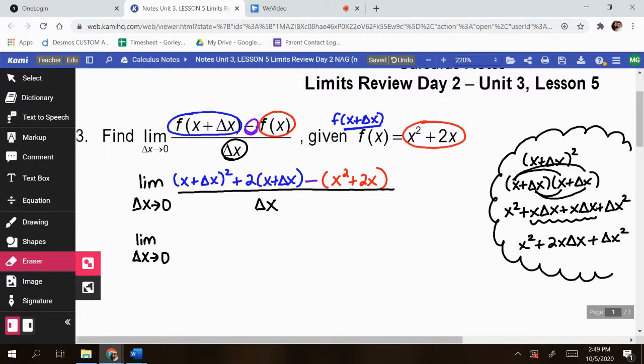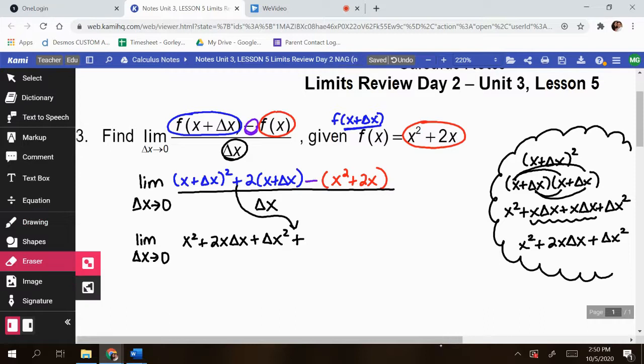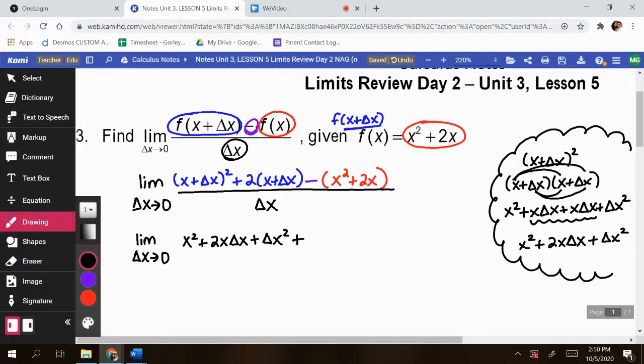Okay, so let's go ahead and input that for x plus delta x squared. Right here, we just expanded that. We got x squared plus 2 of those x delta x's plus delta x squared. So that's done. Then we have a plus sign, so I'll put a plus sign there. Then we have 2 times x plus delta x, so I'll distribute the 2 through and I will get 2x plus 2 delta x.